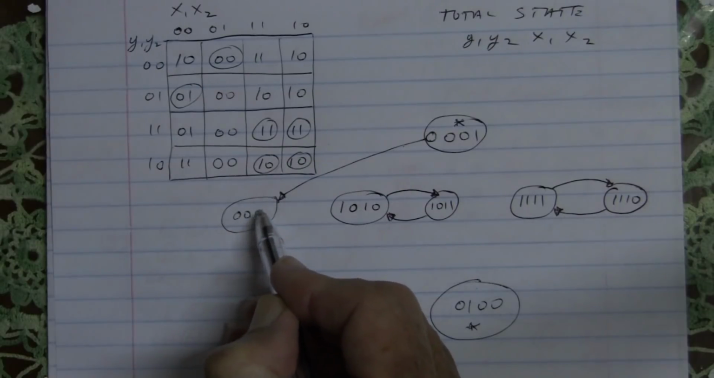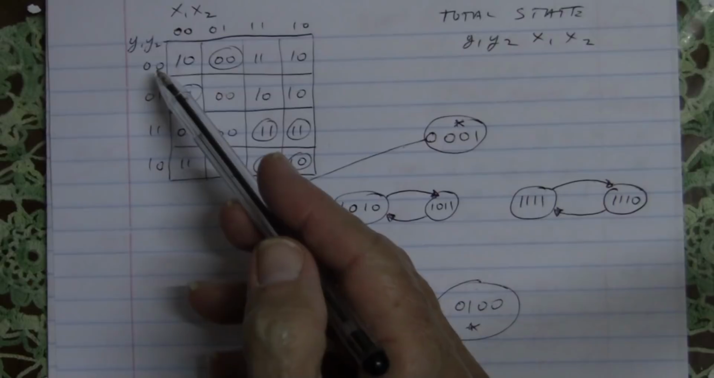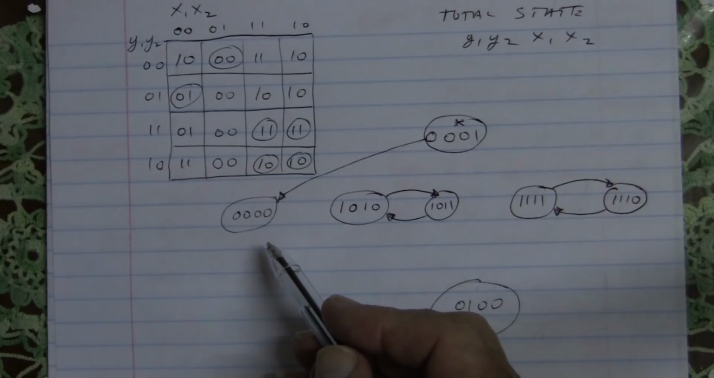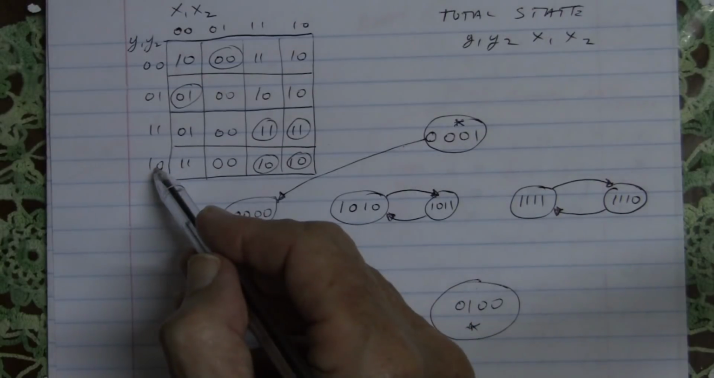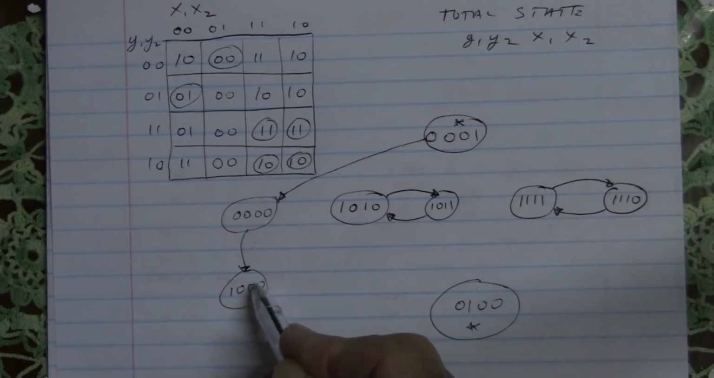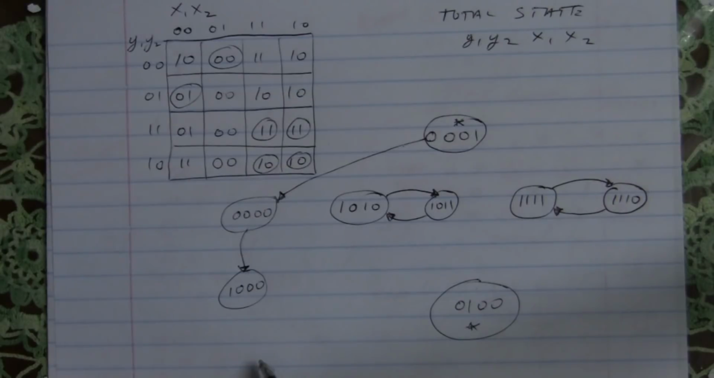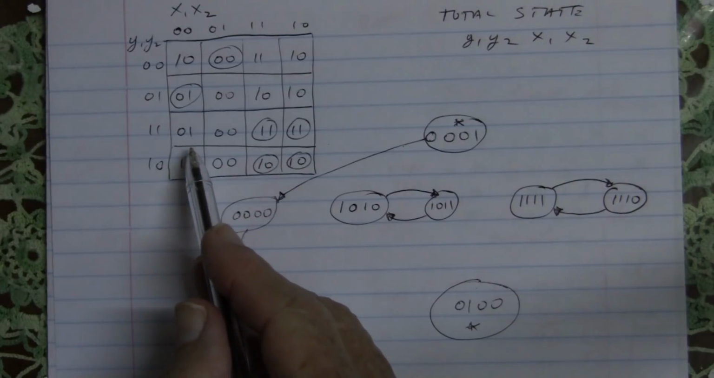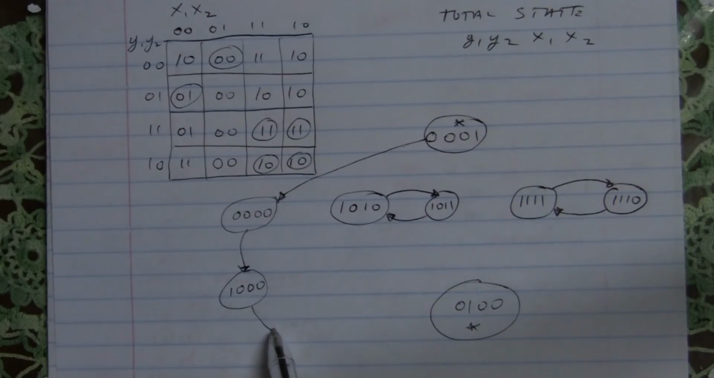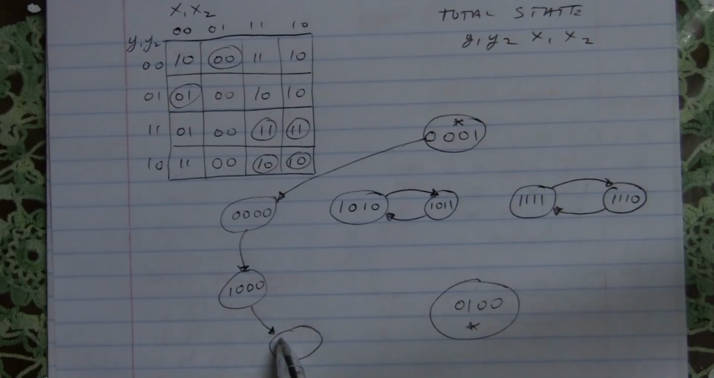So we go to 0000, and that puts us to row 2. Sorry, it's 1000. And that goes to 1100, and then finally to 0100.